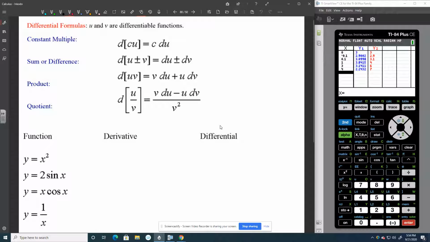So a couple of reminders before we do the next problem. In fact, we haven't really looked at this in a lot of detail, but just our differential formulas. If u and v are differentiable, then the derivative of a constant times u is just the constant times the derivative of u, okay? The sum and difference is the same.